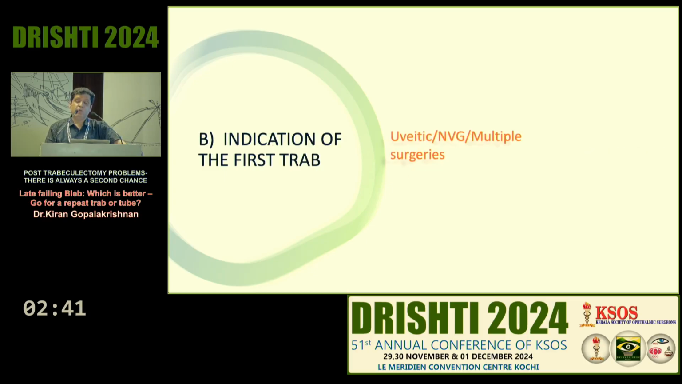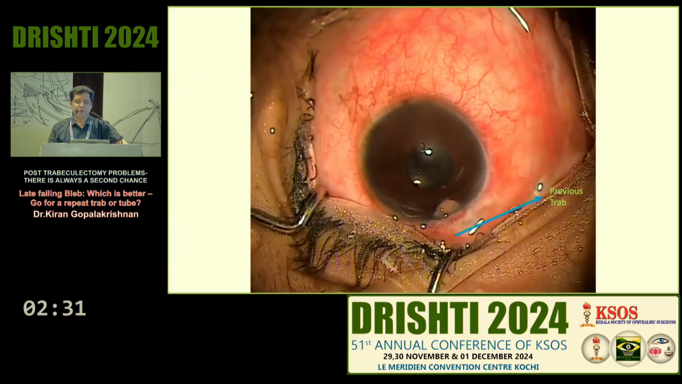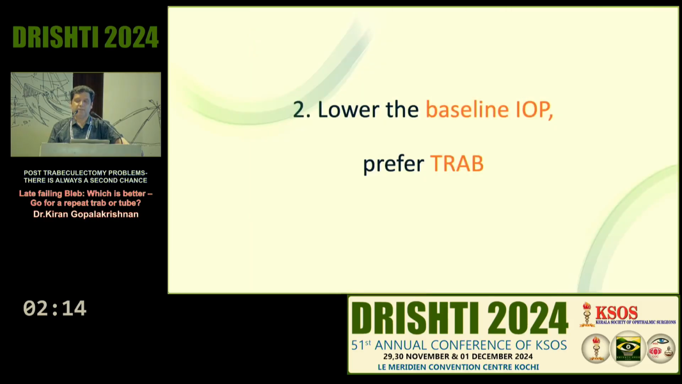And also look at what the original indication for the trap was. If the original trap was done for a uveitic eye or an NVG, or if an eye had multiple surgeries, you prefer tubes. Look at this example. This is a previous trap eye, but you also see the silicone oil bubbles there, the pseudophakic eye. This is a traumatic eye which has undergone multiple surgeries, and with the level of inflammation, a repeat trap is definitely going to fail in this patient, and subsequently this patient did well with a tube surgery.